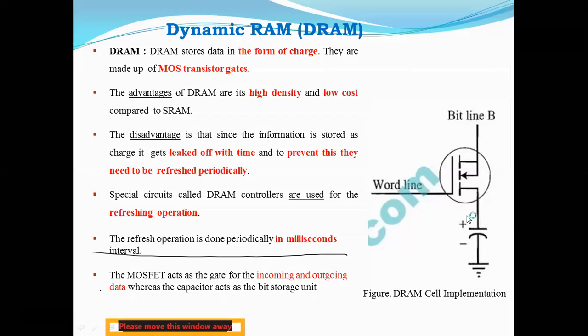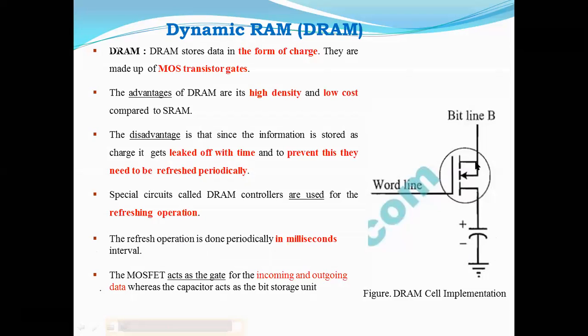It will start leaking. So therefore, it has to be refreshed periodically. Otherwise, the data storage will not happen. So one extra operation is required here, right? And the refreshing of this capacitor is done periodically, in milliseconds. So this is one disadvantage of the DRAM, right?